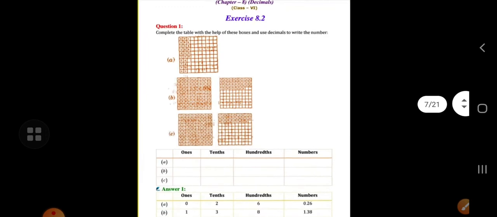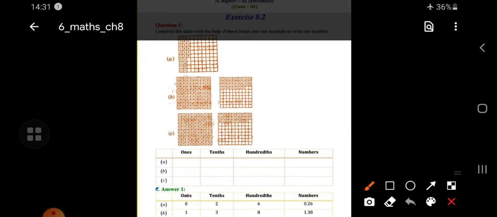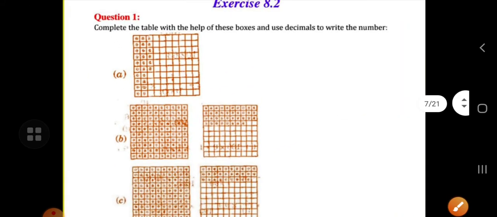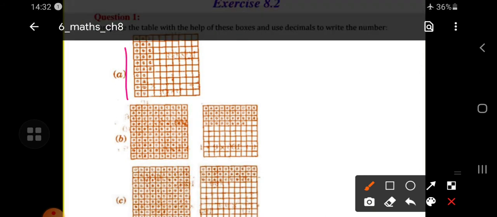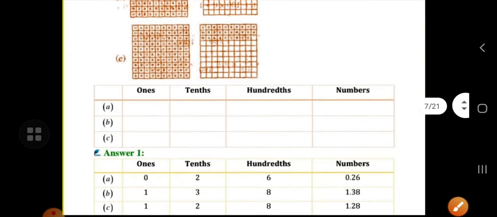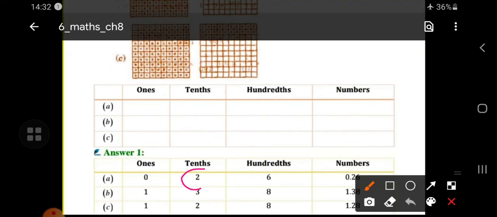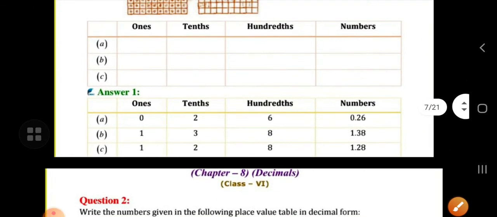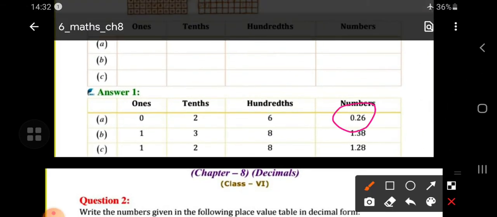Okay, here any ones given? No. So here you can write 0. How many tenths? 1 and 2 that we have counted. This is the first one and this is the second one. Two vertical columns completely filled. So total number of tenths 2 and hundredths 6. Okay, so it becomes 0.26.